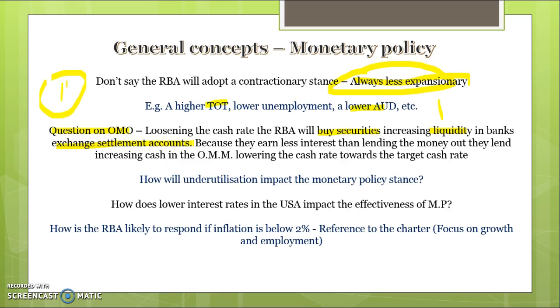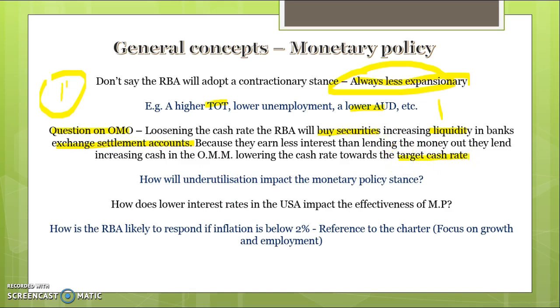Now, the impact of this liquidity in the banks' ESAs, as we talked about in class, is that the banks don't want to hold money in these exchange settlement accounts because they know they will earn less interest than if they lend it out in the overnight money market. Because they get less interest, 25 basis points lower than the cash rate, they're more likely to lend the money out to other businesses, and that will increase the overall amount of cash in the cash market, which will push the cash rate down and bring it closer to the target cash rate.